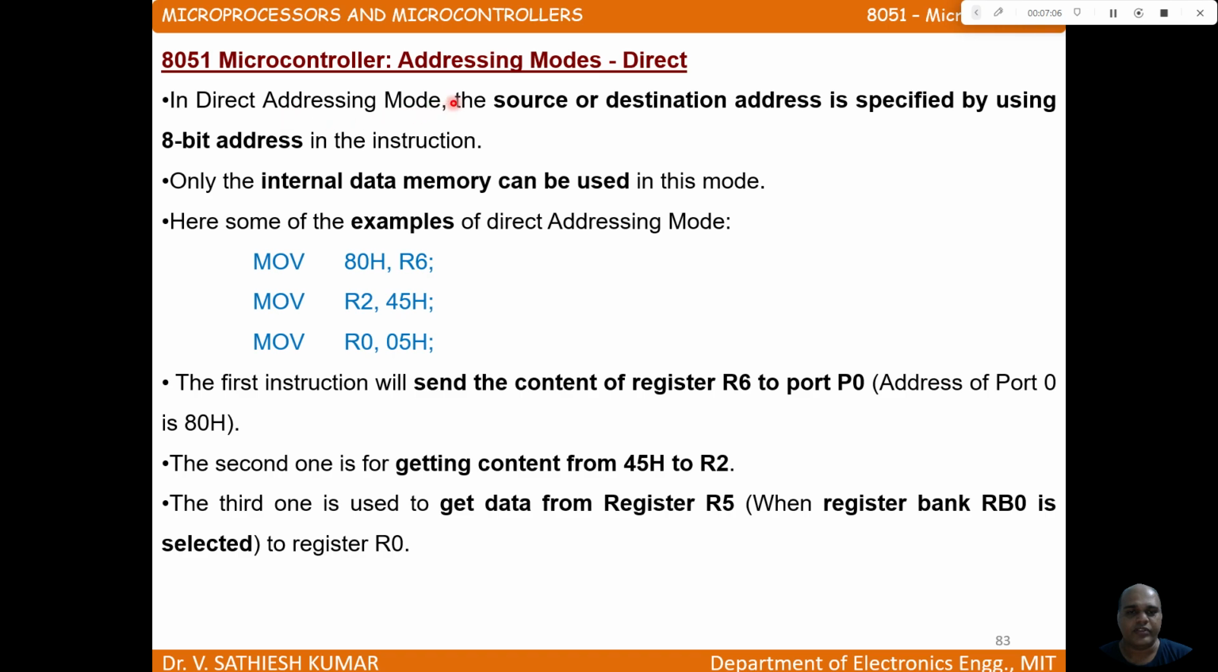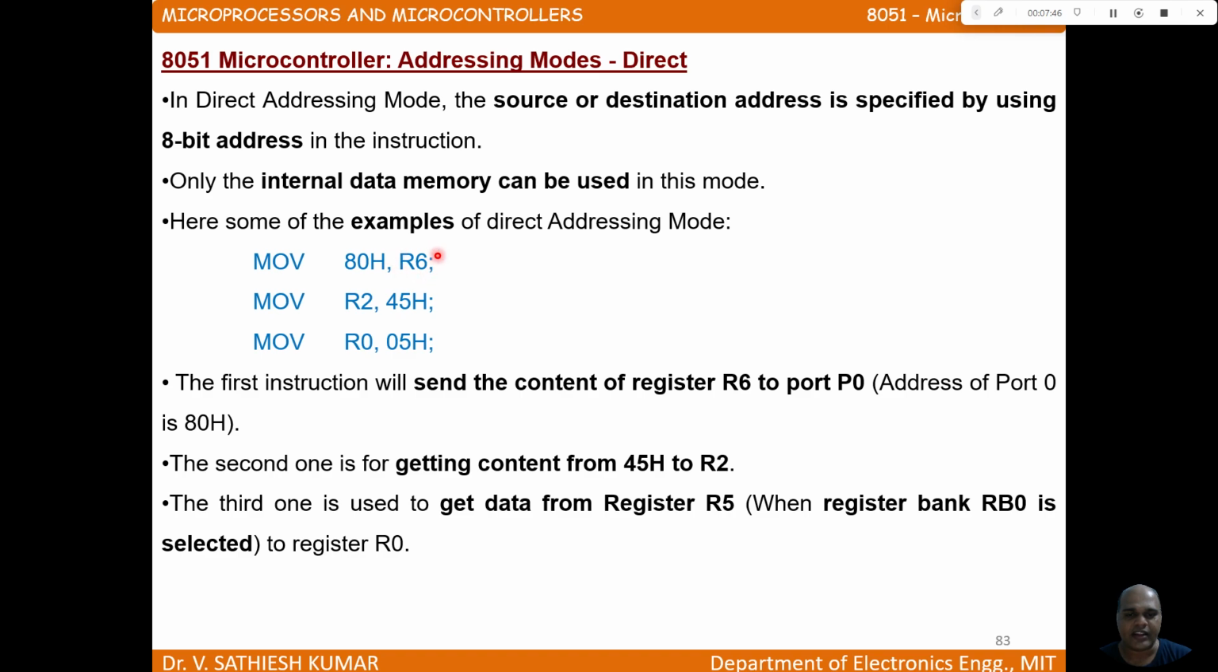The next addressing mode is direct addressing mode. In direct addressing mode, the source or destination address is specified by using an 8-bit address in the instruction. The RAM usually is 128 bytes, so in order to access data in the RAM, we need a 7-bit address. We use an 8-bit address specified in the instruction to specify the source or destination data in the RAM memory. Here in direct addressing mode, we use the internal data memory, the RAM memory. Some of the examples are given here. MOV 80H, R6.